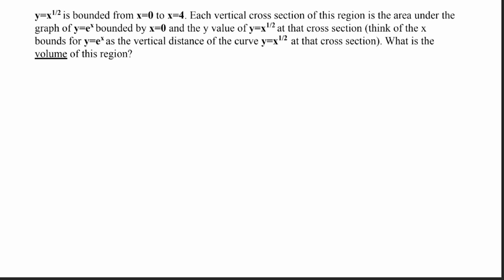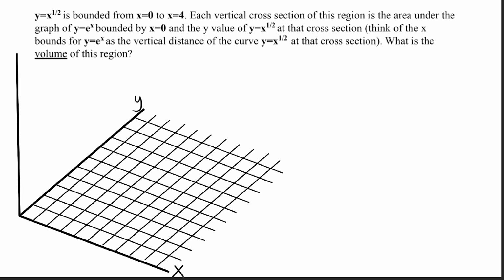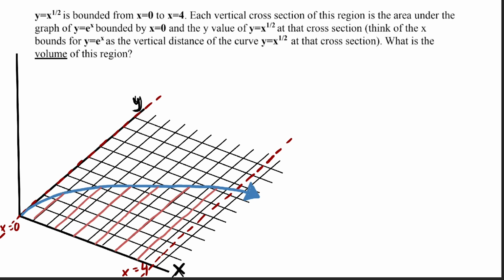I'm going to start by drawing this out. So I drew the x and y axes beforehand at a slant, and you'll see why it's slanted in a second. And then we also have the equation y equals x to the 1/2, or square root of x, in this plane. And then we also have the bounds from x equals 0 to x equals 4. After this, the problem says how each vertical cross-section, so these are vertical cross-sections here, is the area under the graph of y equals e to the x from x equals 0 to x equals the y value of y equals x to the 1/2, this blue line here, at that cross-section.